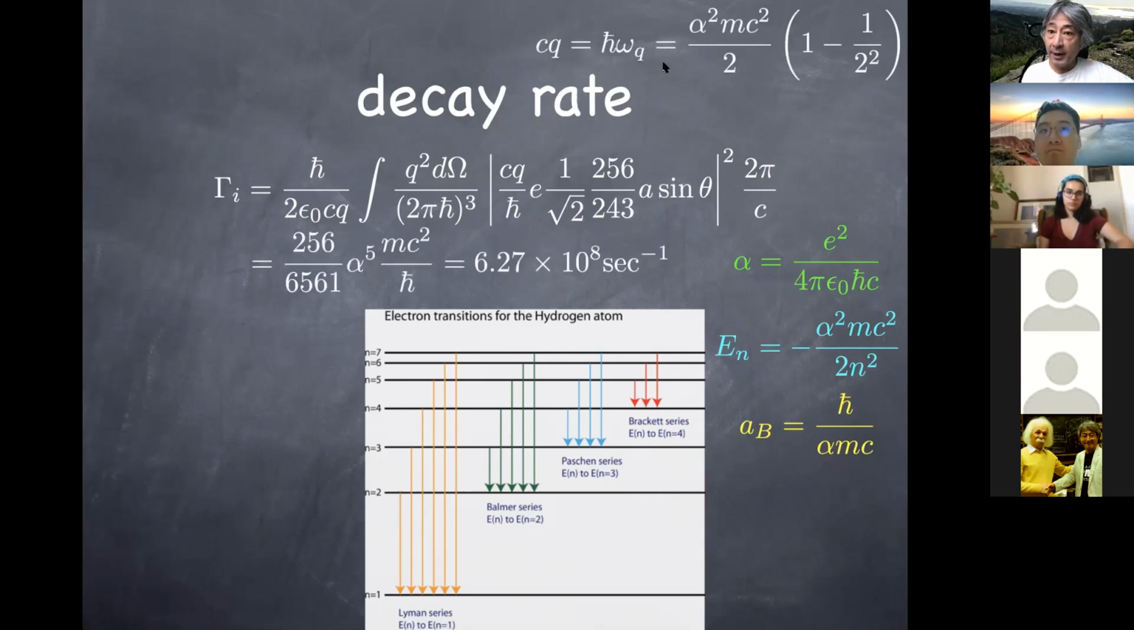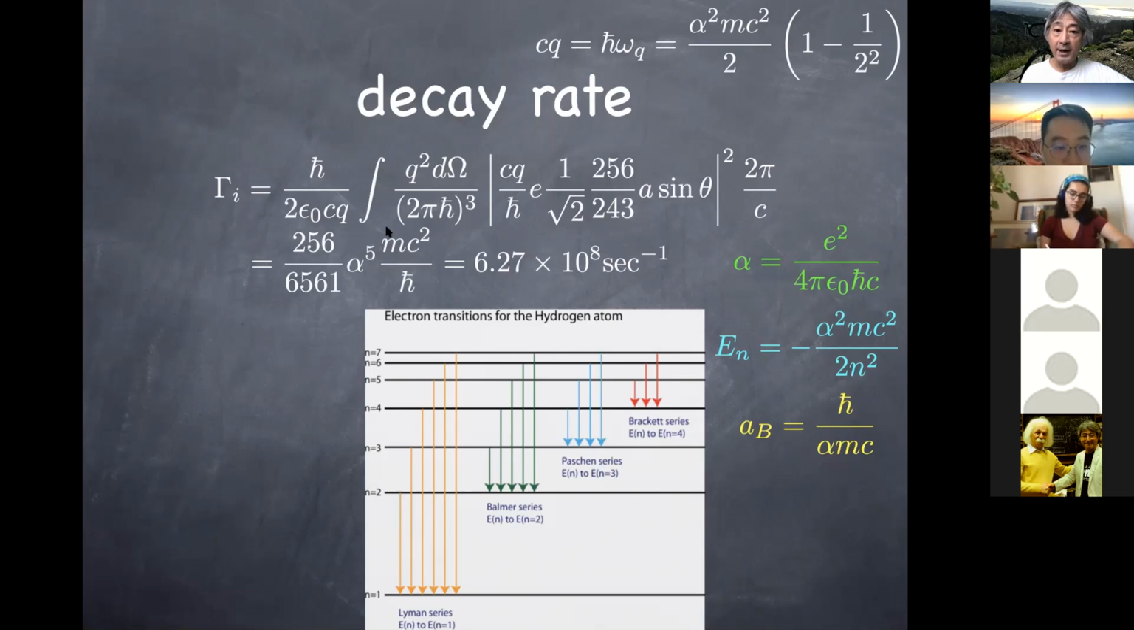So sorry, I forgot to mention that this Q is actually written this way because it's a difference between 1s and 2p energies, and the 2p part has this 1 over 2 squared in the expression. So that is an explicit way of writing it. And then by putting everything in there, I don't show the steps from here to there, but this is the end result. You get this funny fraction in front of it, but the rest of the dimension should make sense.